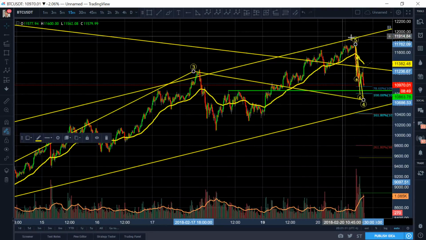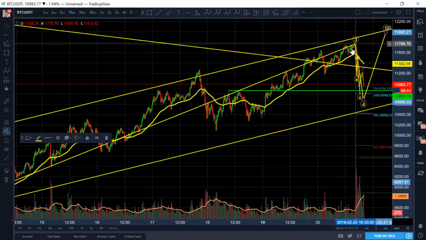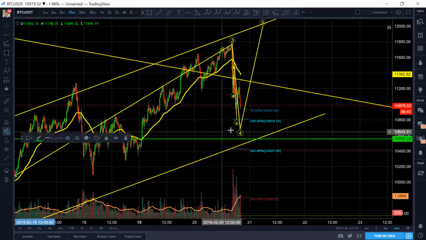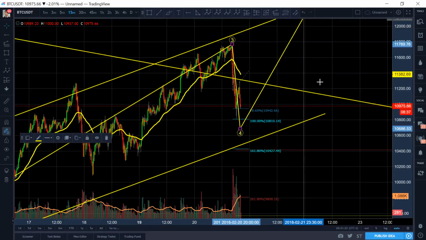I'm just going to draw it loosely. 5, we would actually get another touch somewhere up there, okay? So that would be 3, okay? I'm just going to delete this right here. I'm going to delete the ABC as well. And then we get another 5th wave somewhere up over there.